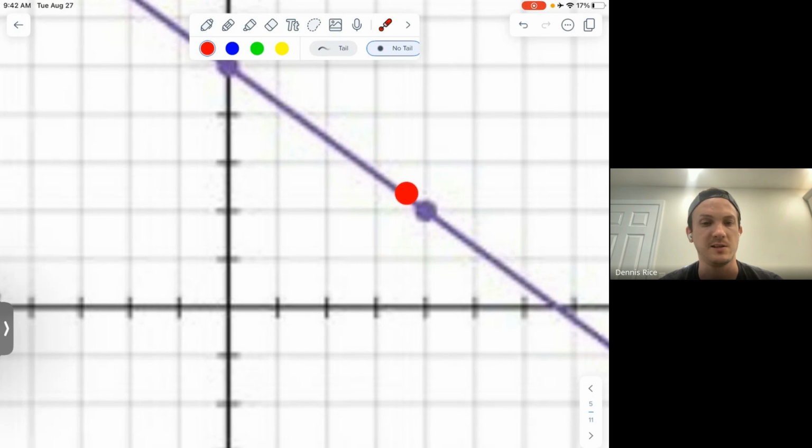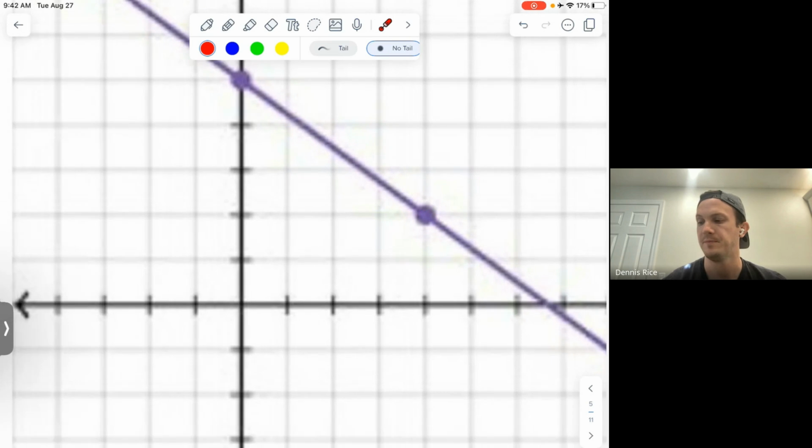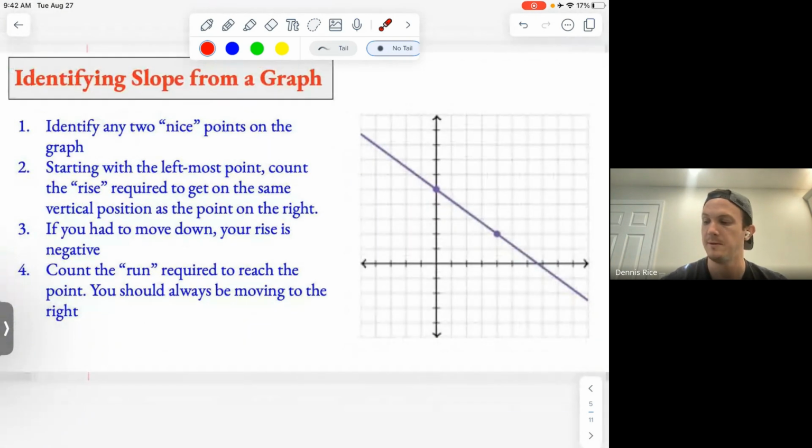So there's a reason there's a dot here. It hits exactly in the corner of your graph paper. So even if this dot wasn't here, I know this is exactly 4, and I know this is exactly 2. Okay? That's what we mean by a nice point.